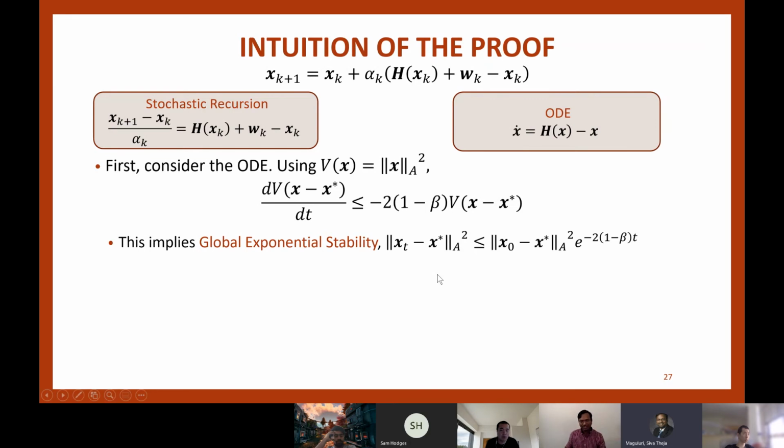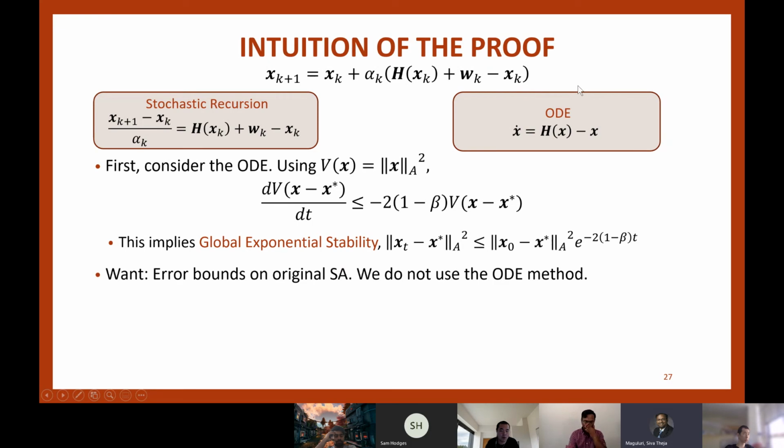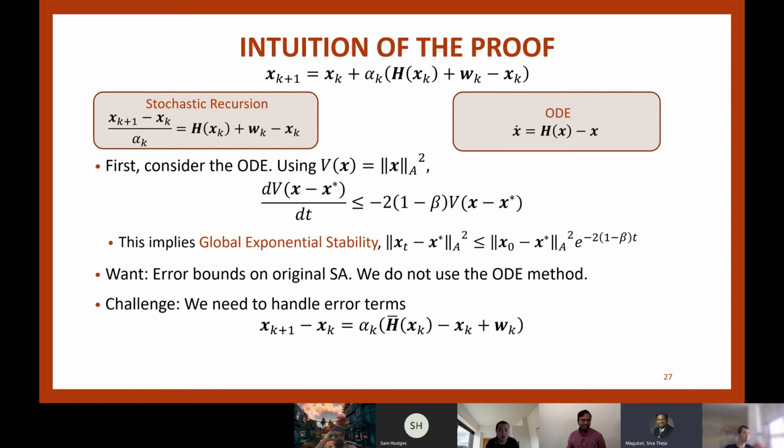But the ODE has exponential rate of convergence. So the question is, how do we study the stochastic recursion, and how is this 1 over k rate going to show up? To do this, let's actually look at the stochastic recursion. This is the same as this. I just sent xk onto the left side. Ignore the bar. There's no bar here.